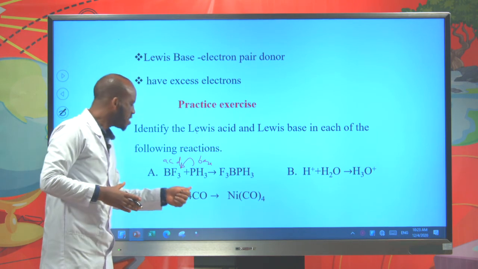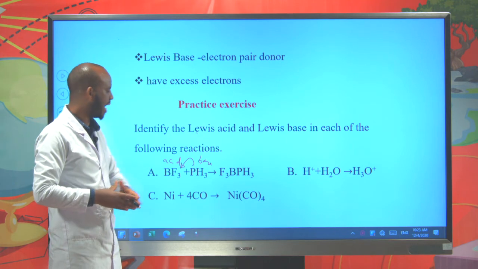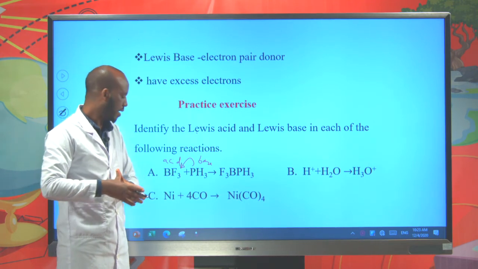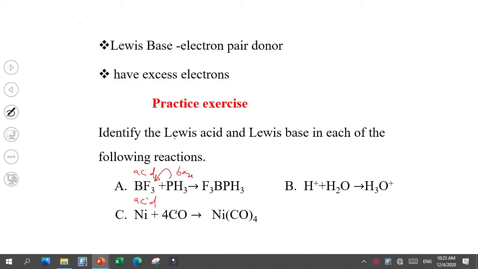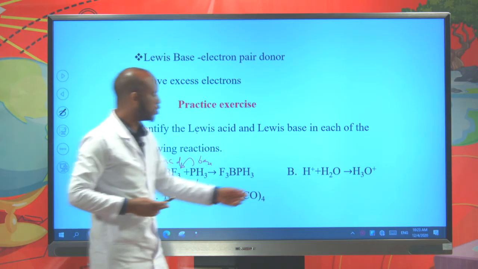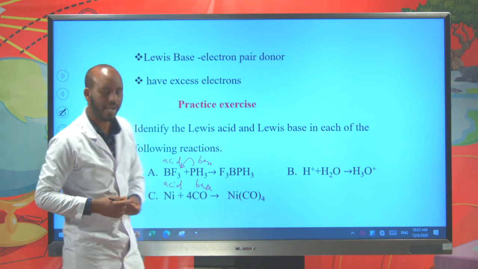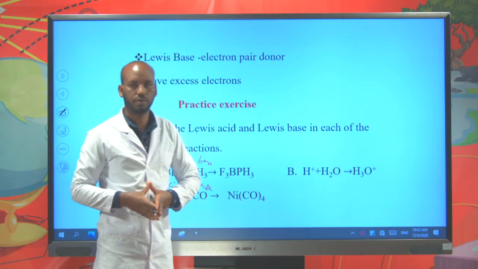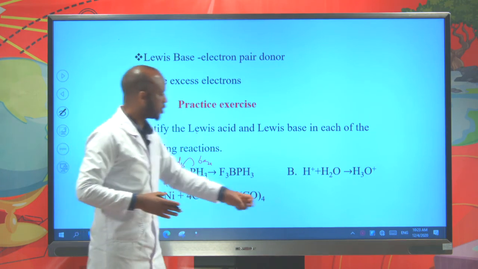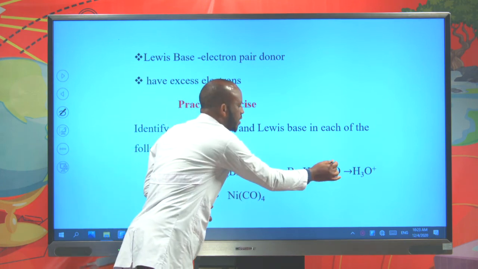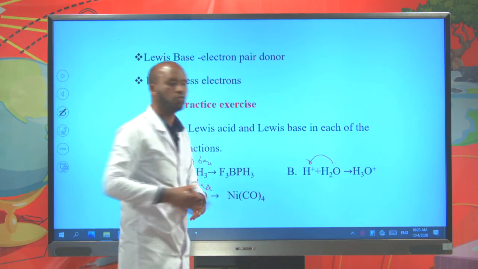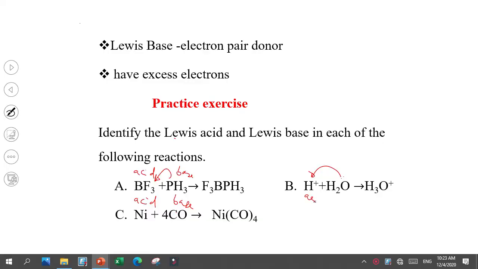B, nickel plus carbon monoxide gives Ni(CO)4. Metal atoms that can form carbonyl compounds are examples of Lewis acids. Therefore, nickel is a Lewis acid. Carbon monoxide is a Lewis base. C, H plus plus water gives the hydronium ion. H plus acts as an acid because it has a vacant orbital and can accept a pair of electrons from water. There is a lone pair of electrons on the central atom. Water can donate a pair of electrons to this. Now H plus is a Lewis acid. This is a Lewis base.